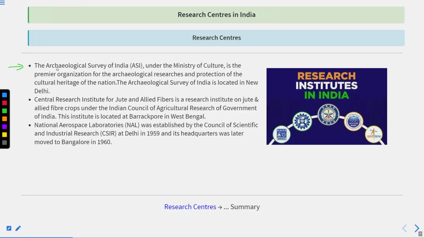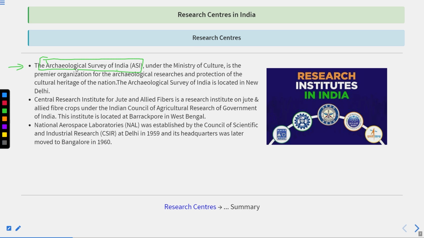Then we have the ASI, which is famously known as the Archaeological Survey of India. It was established during the time of the Britishers in 1905. The specific name was Lord Curzon, who was the Viceroy of India at that time. And remember, the Archaeological Survey of India is the advanced form of the ASB.